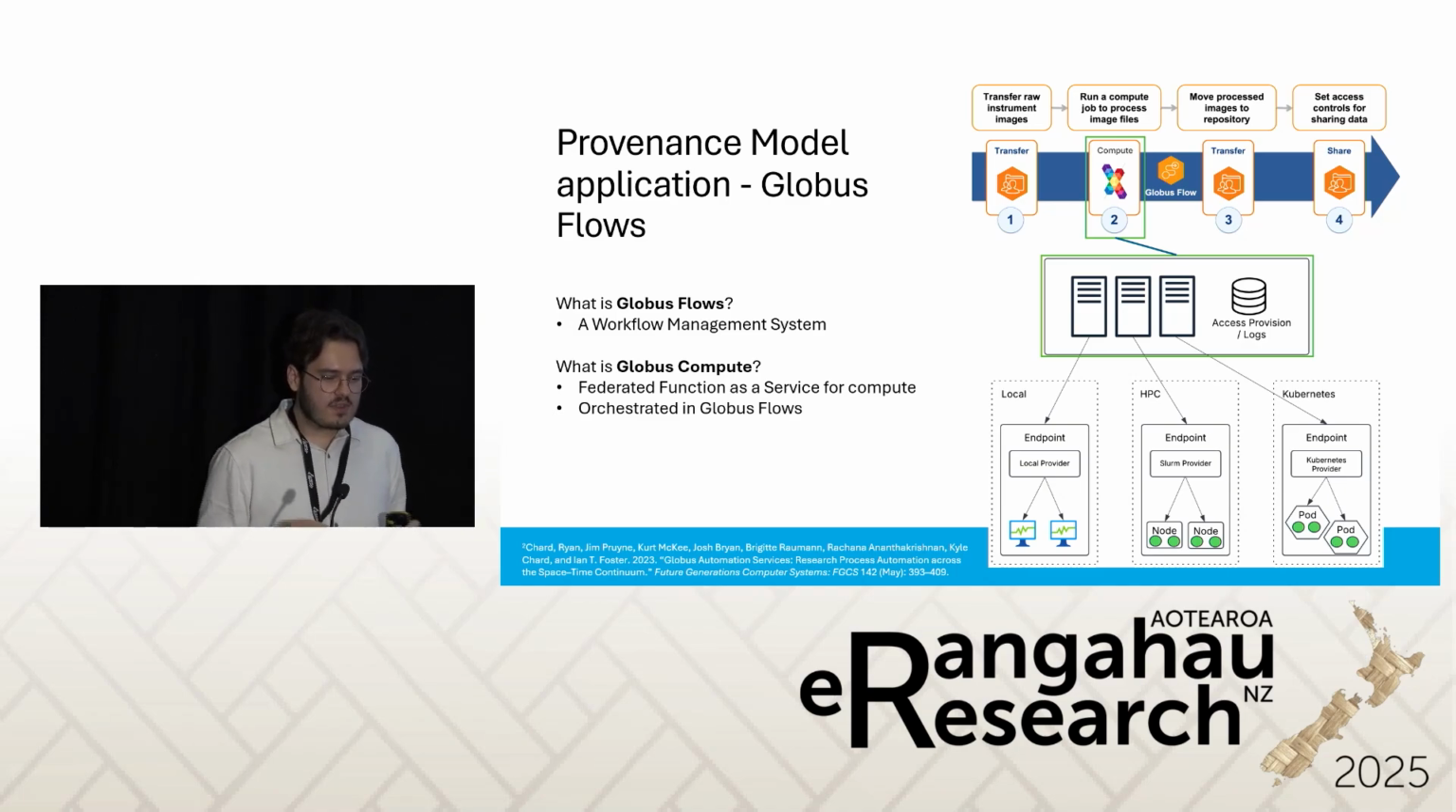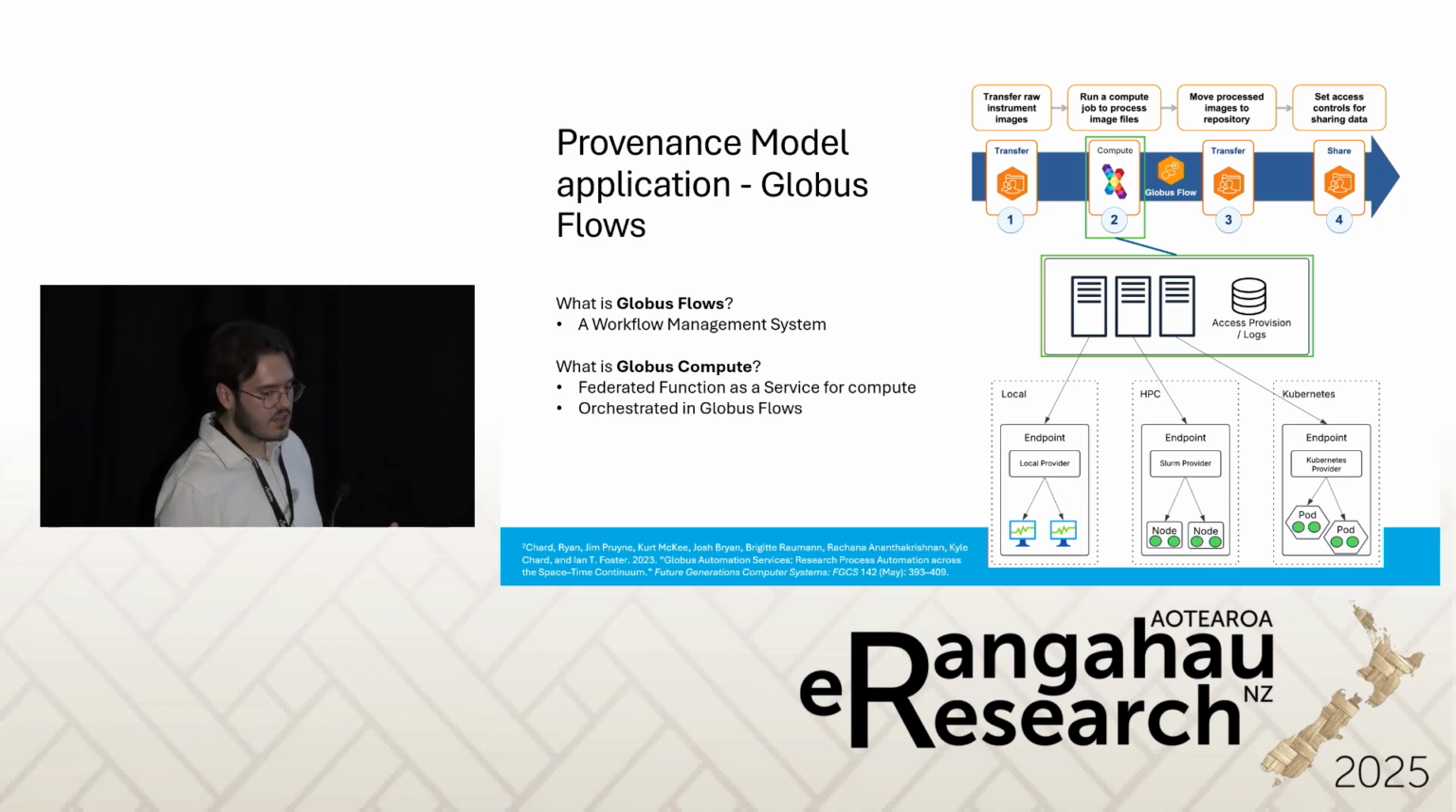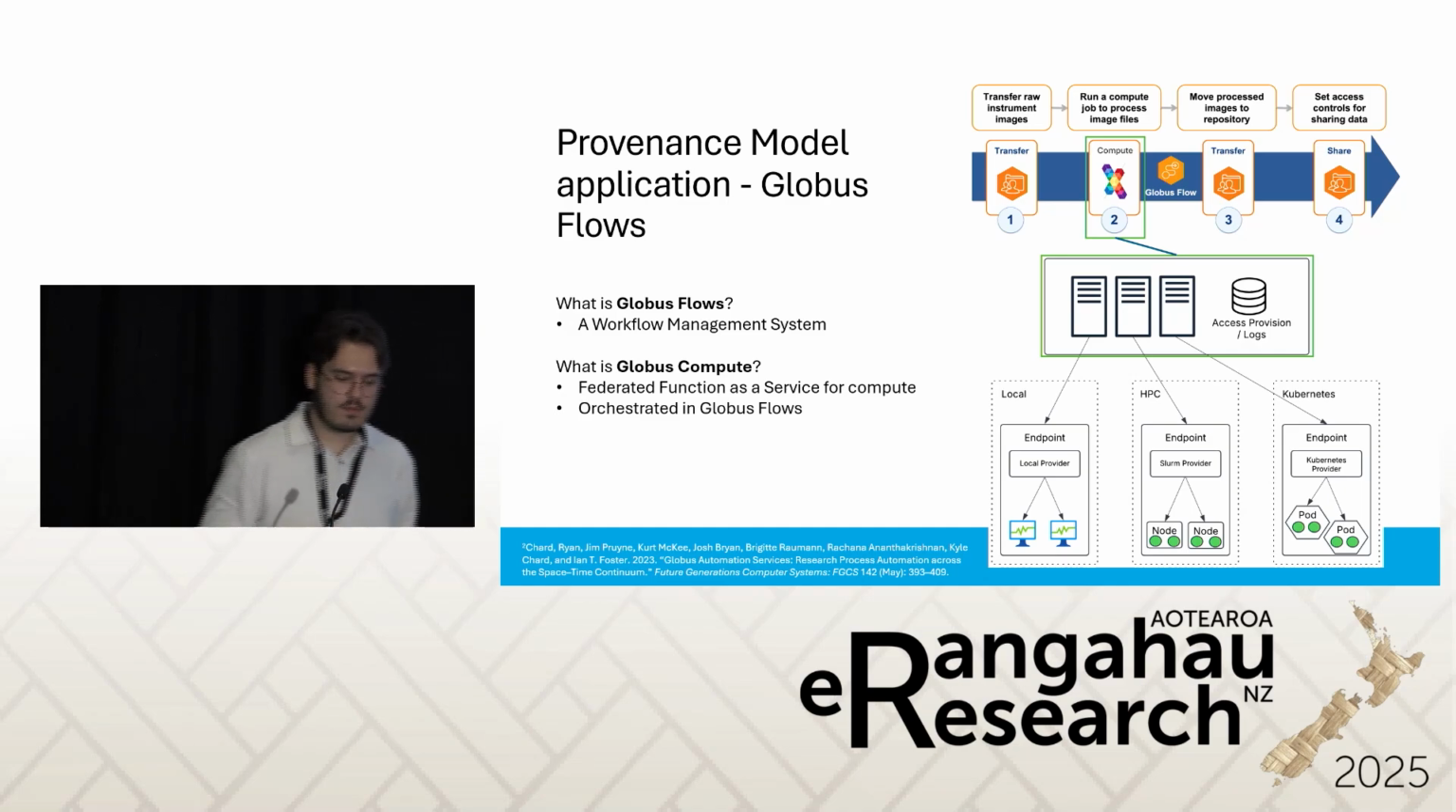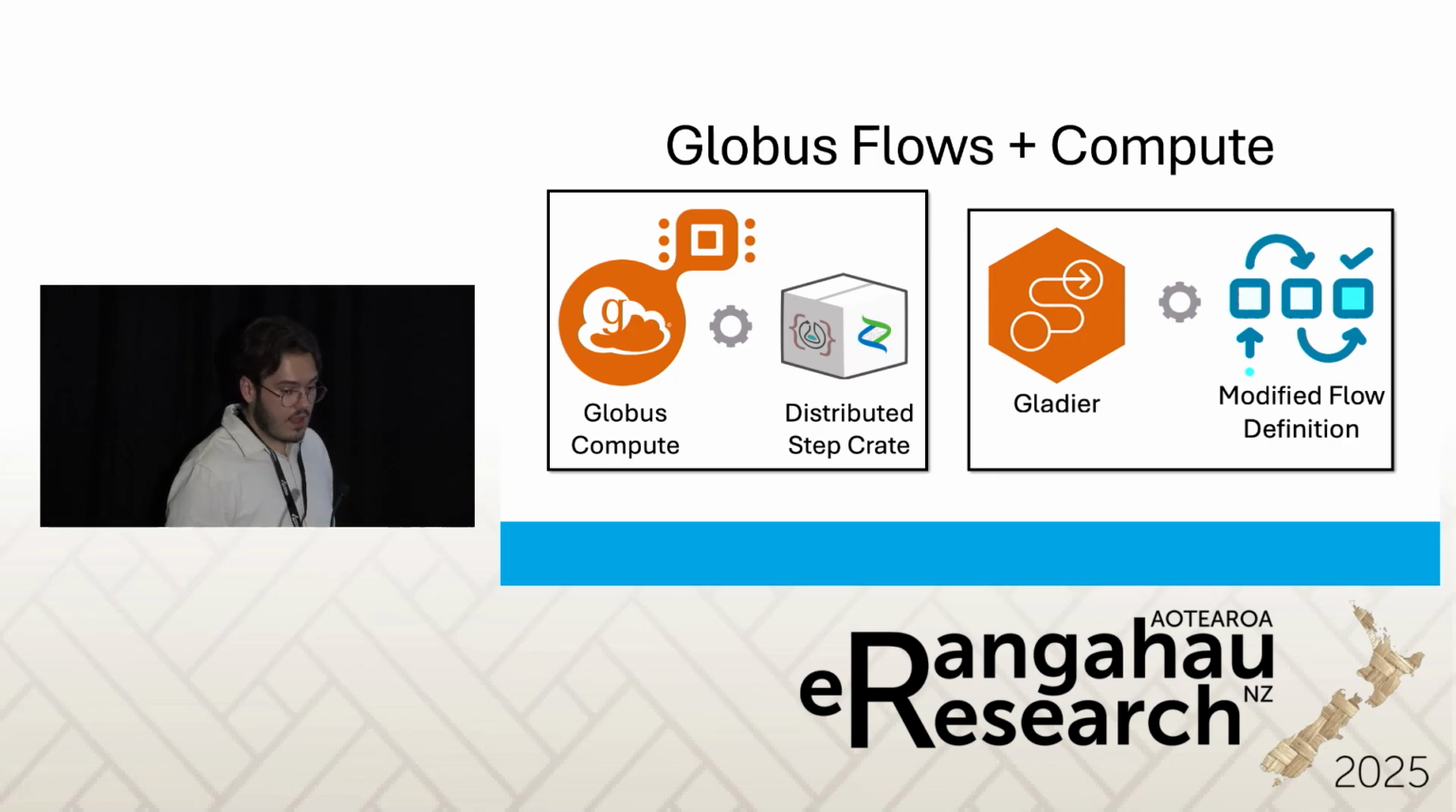To integrate Globus Flows with LivePublication, we need to be creating provenance records using the LivePublication Prov standard. That requires two developments. First, we need Globus Compute to produce distributed step crates. And second, we need those crates to be consumed to create the provenance run crate. I'm just going to provide a really simple overview of these developments for time.